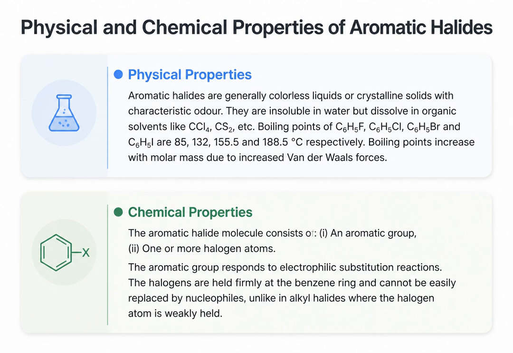Chemically, aromatic halides have two key components, the aromatic ring, which undergoes electrophilic substitution, and the halogen atoms, which are tightly bonded to the ring. This strong C-X bond makes halogens resistant to nucleophilic displacement, quite different from alkyl halides, where the halogen is more loosely held and easily replaced.